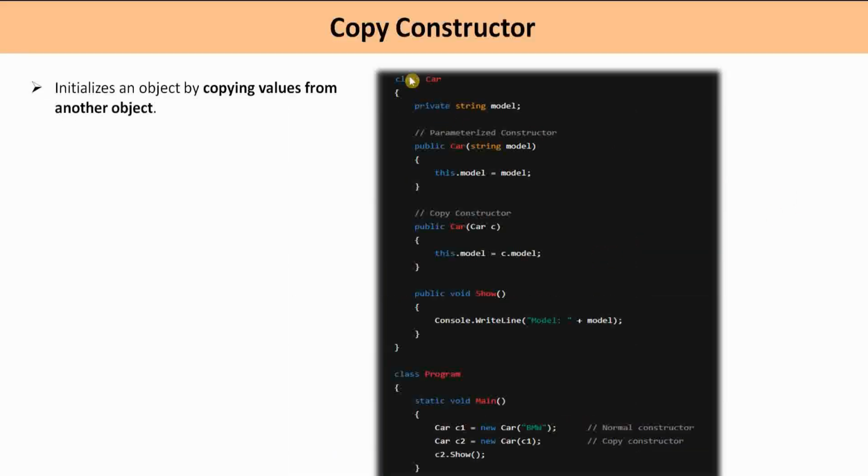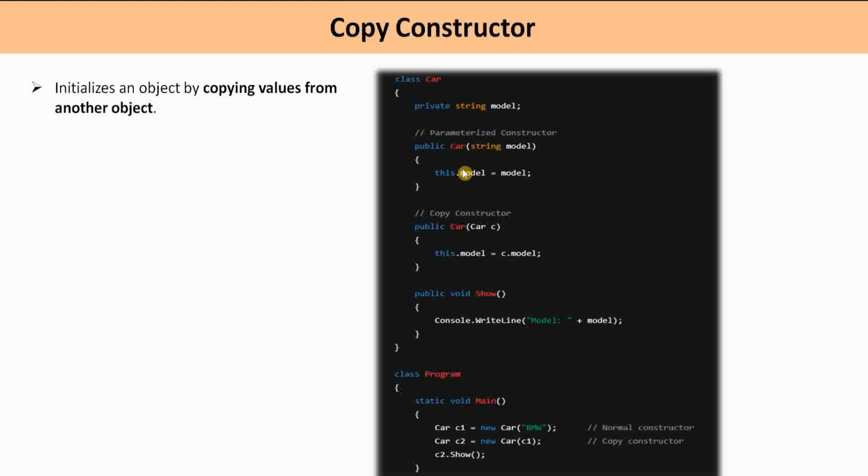Next we have a copy constructor. So what is a copy constructor? It specifies that if we want to copy the values or some fields, that is a copy constructor. It initializes an object by copying values from another object. So suppose we have two objects, and we want to copy the first object's values to the second object, then we can do it with a copy constructor.